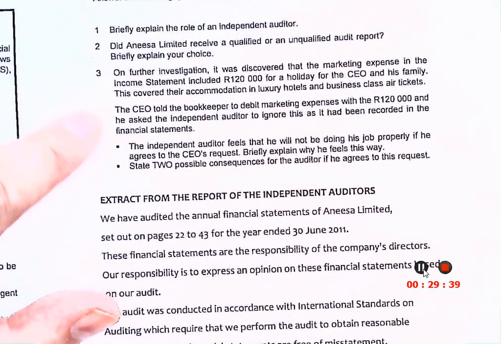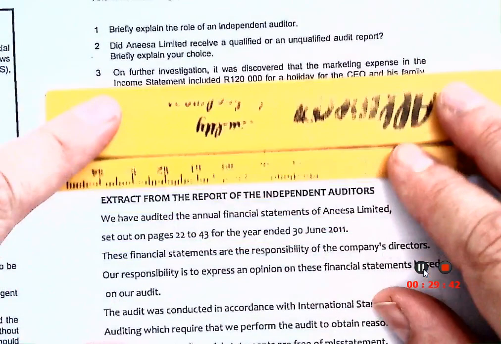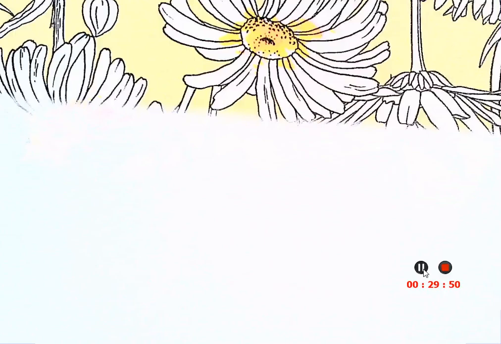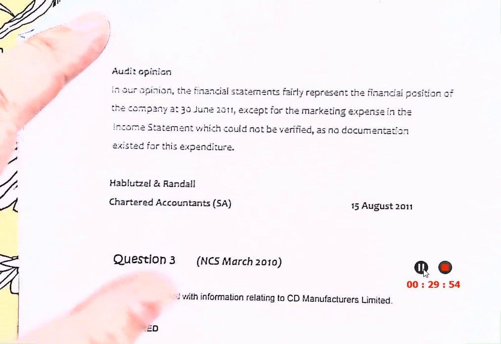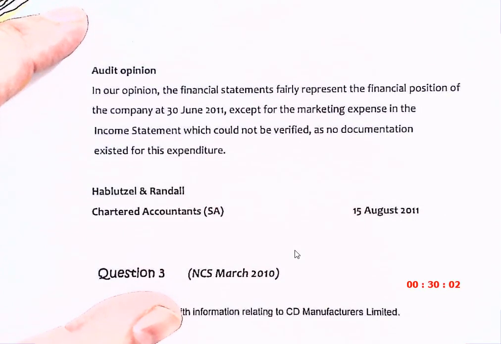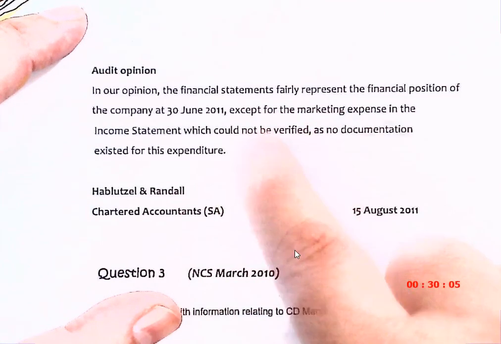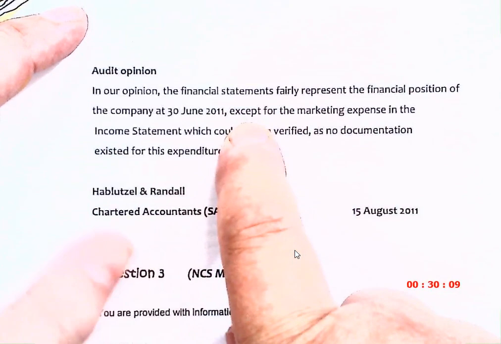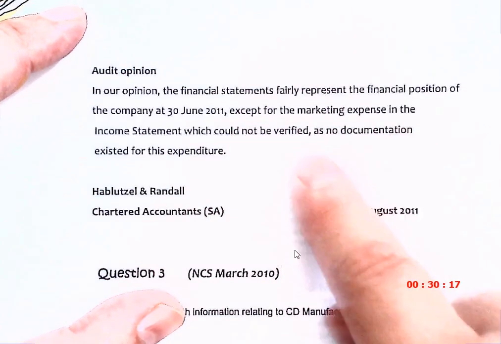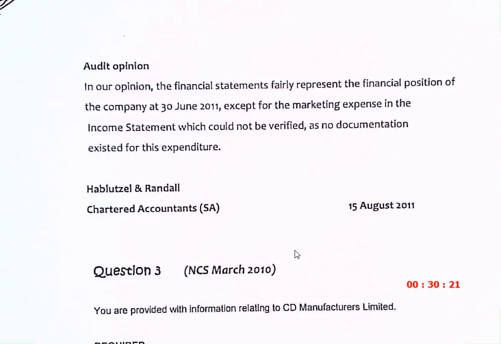Let's look at this one, here at number 3. On further investigation, it was discovered. Oh, where's the report? There's the report. If you look at the report on the next page, do you see the word except? It says, in our opinion, it's fairly present, except. When you see that word except, it's qualified. Why is it qualified? For the marketing expense, we can't verify the documents. Meaning, there's an expense for marketing, but there's no documents that prove it. So, bad report.